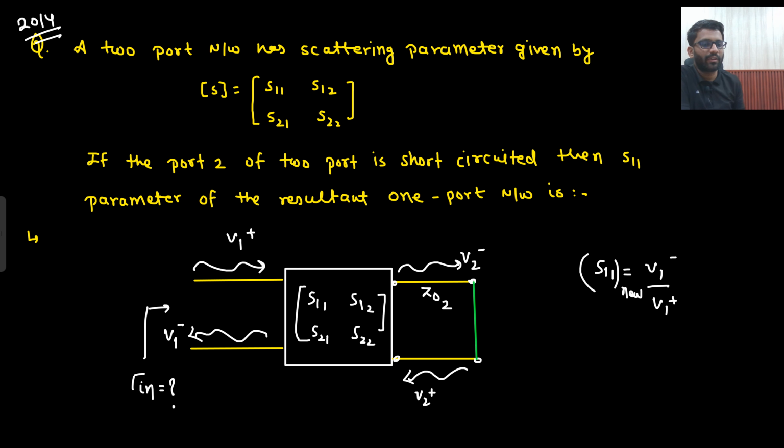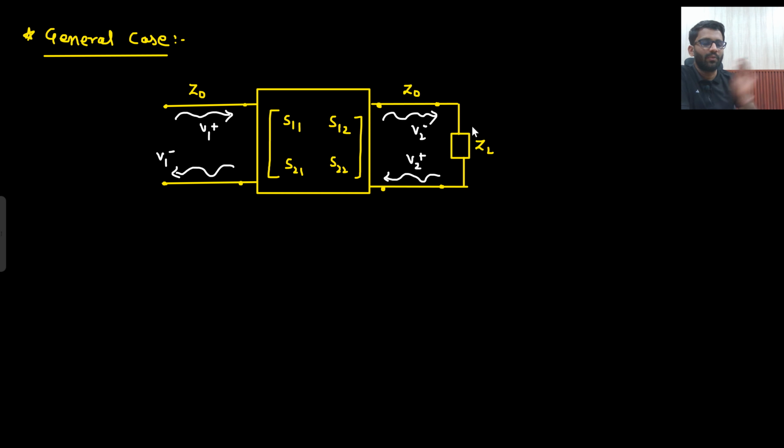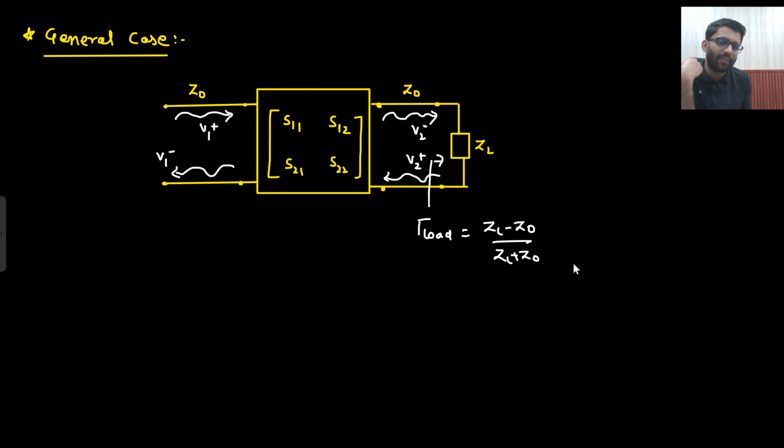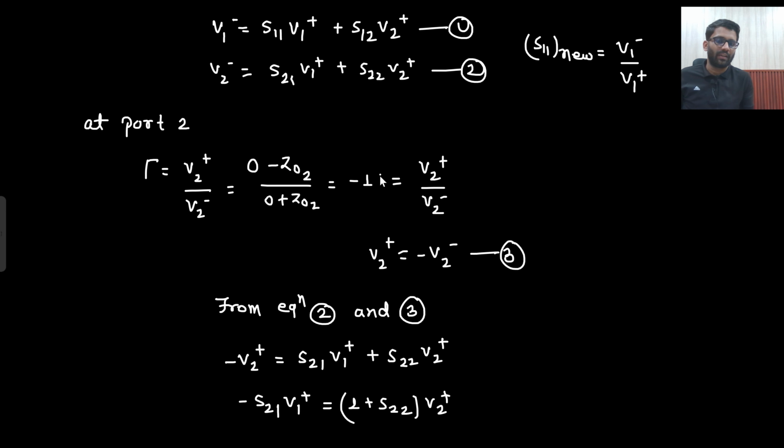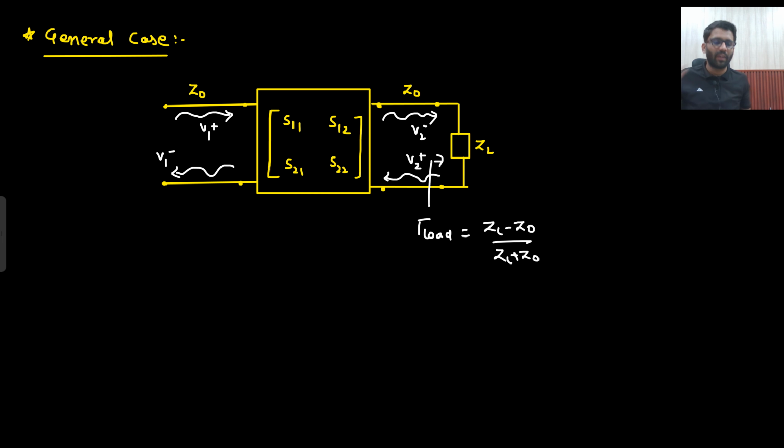But what if there is some load ZL? So I am defining my gamma load here. That would be ZL minus Z naught upon ZL plus Z naught. In the previous case, it was coming out to be minus 1. But it's not necessary that they will always give a short circuit. They can give anything there, right? So what will this gamma load be equal to?